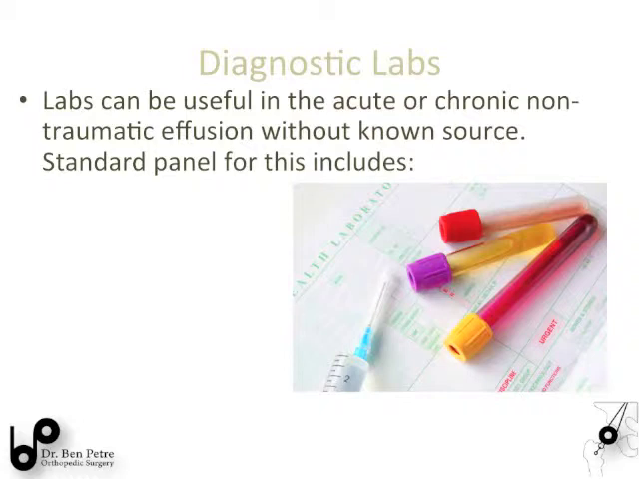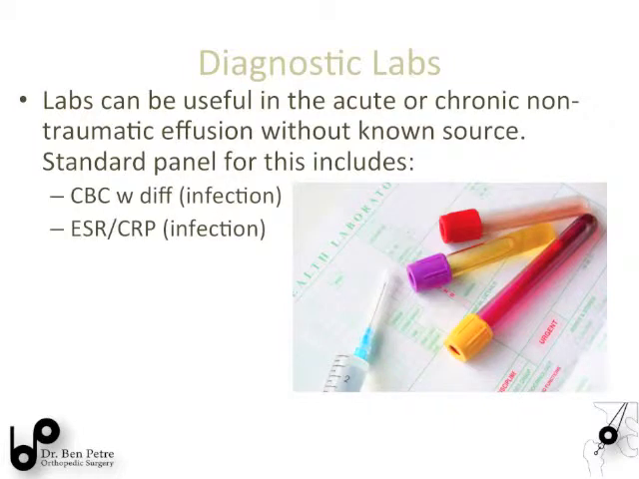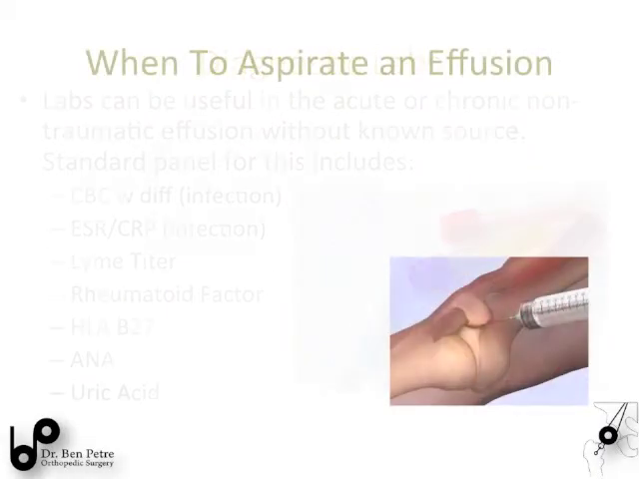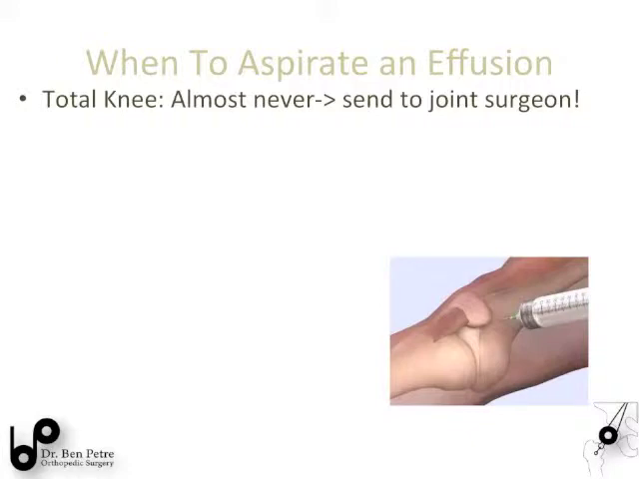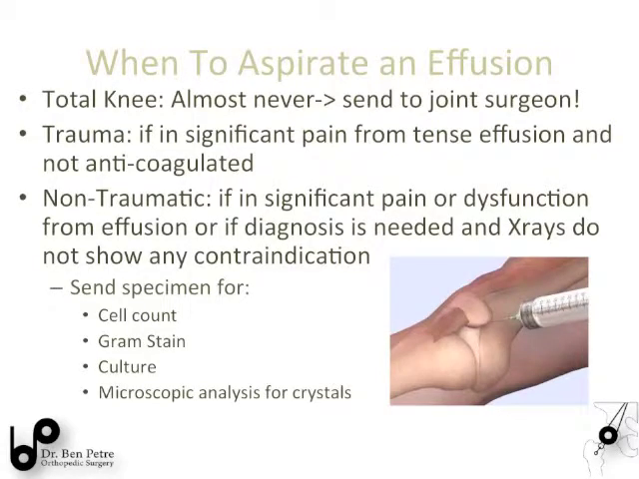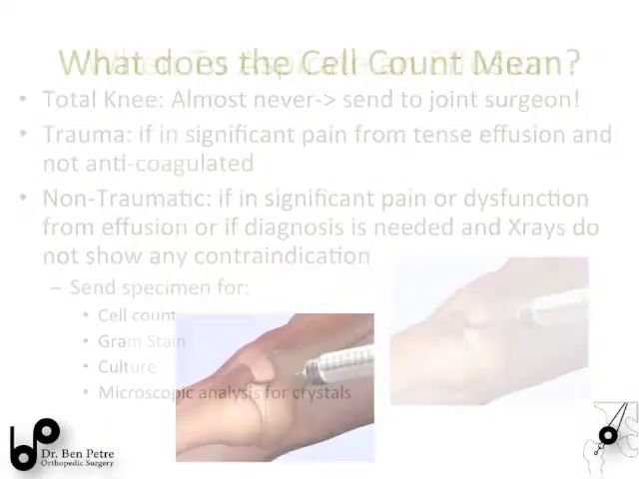Diagnostic labs can be useful in the acute or chronic non-traumatic effusion without known source. The standard panel for this includes CBC with differential, ESR, CRP, Lyme titer, rheumatoid factor, HLA-B27, ANA, and also uric acid. Knowing when to aspirate a knee is important, and a total knee you should almost never aspirate. It can be sent to the joint surgeon. In trauma, the aspiration can be done for pain relief, if not anticoagulating. In non-traumatic cases, for diagnostic purposes, aspiration can be very helpful. It should be sent for a cell count, a gram stain, culture, and microscopic analysis for crystals.